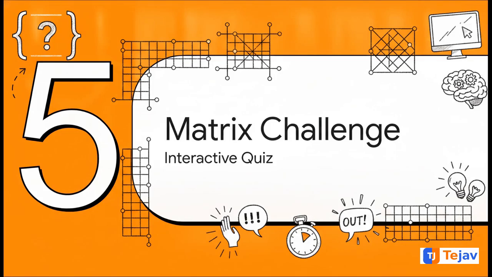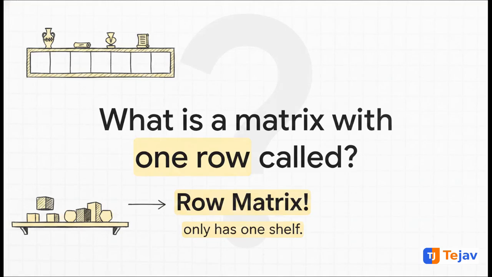The Ultimate Matrix Challenge, interactive quiz. Okay, I've done a lot of talking, so now it's time to challenge you. We're going to do a rapid-fire interactive matrix challenge to lock in everything you've just learned. I'm going to ask a question, give you a brief second, and I want you to literally shout out the answer. Ready? Let's go. First question. A matrix has exactly 1 row and 5 columns. What is it called? Think back to our museum tour. Got it? Yes, it is a row matrix because it only has 1 shelf.